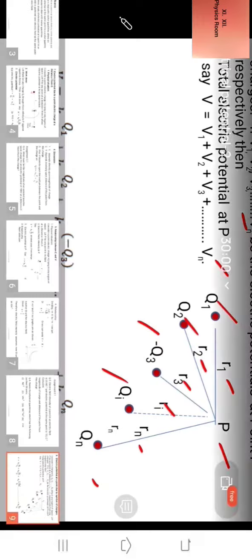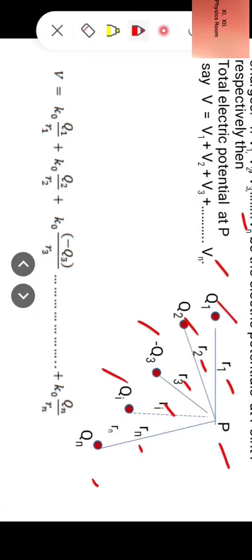Now V will be equal to, substituting the values of V1, V2, V3, Vn etc., we get V is equal to K0 Q1 by R1 plus K0 Q2 by R2 plus K0 Q3 by R3 plus so on K0 Qi by Ri plus so on K0 Qn by Rn. So this would be the total electric potential at P. It is an algebraic sum, so you need not worry about the signs. Whatever signs have been allotted to the charges, you put the same sign.